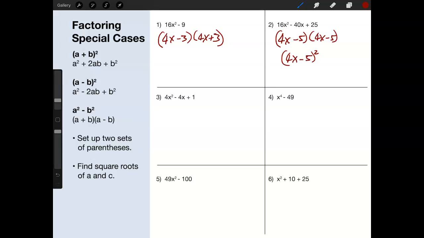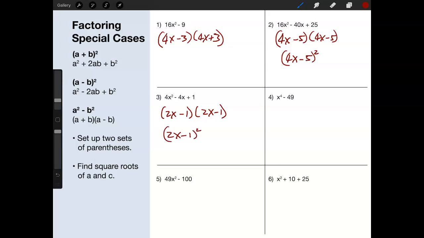For example number 3, we have 4x squared minus 4x plus 1. The square root of 4 is 2. The square root of x squared is x. The square root of 1 is 1. And again, it's going to be 2x minus 1 times 2x minus 1. And this simplifies to 2x minus 1 squared.